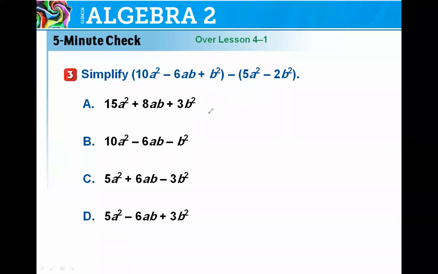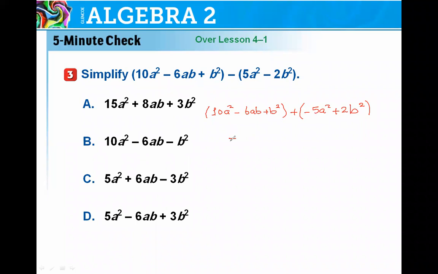Excellent. So we write the first bracket as it is: 10a power 2 minus 6ab plus b squared. Then we turn the minus into a plus and change the sign for the second bracket. Change the sign with me. It will be negative 5a squared, plus 2b squared.